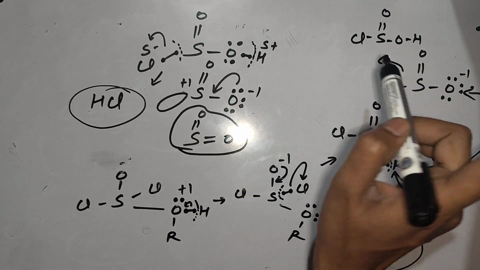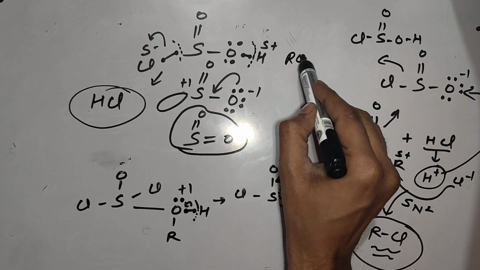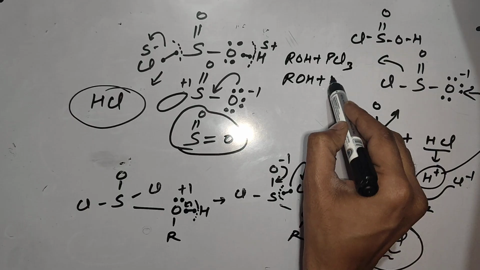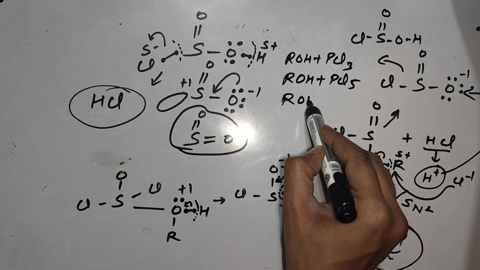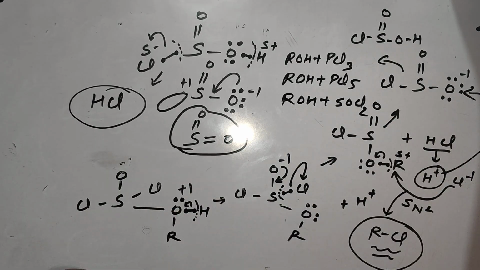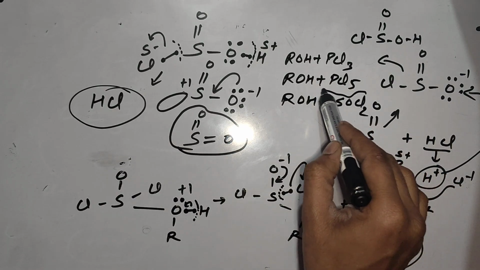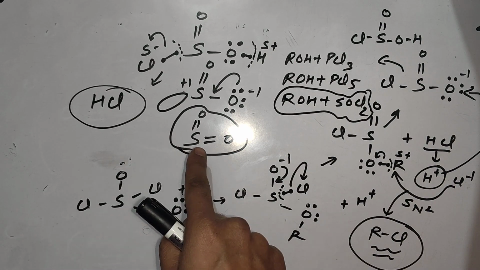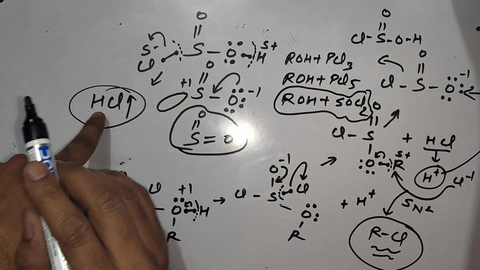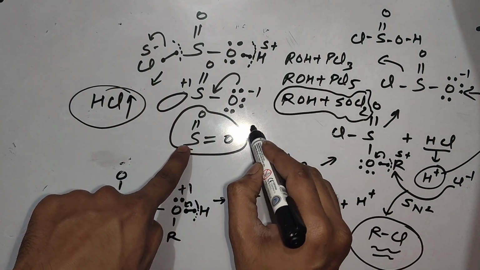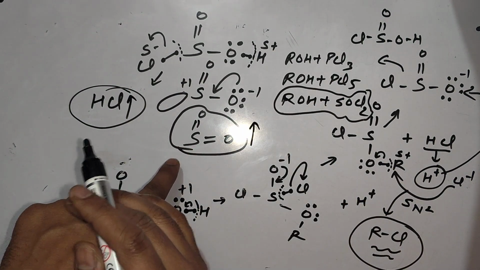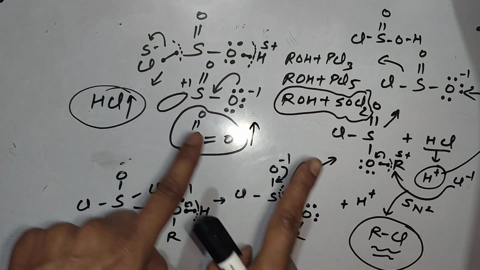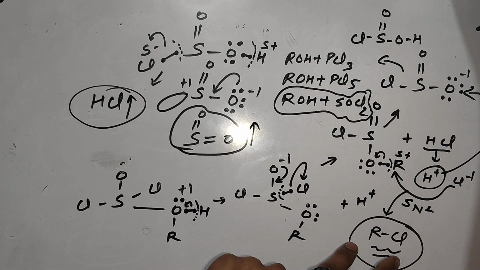Out of the three methods of preparation of chloroalkane, we have ROH plus PCl3, this method we can use; ROH plus PCl5, this method we can use; ROH plus SOCl2, this method we can use. The preferred method is ROH plus SOCl2. The reason is the side products are gases. HCl will generate out in the form of gas. Sulfur dioxide will generate out in the form of gas. So they will leave the reaction mixture on their own, and we will be left with our main product RCl.